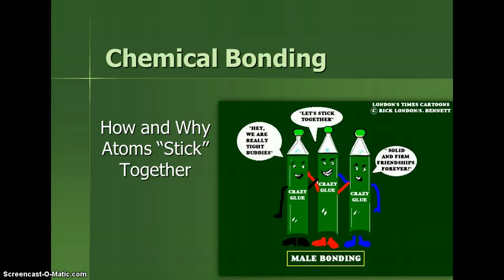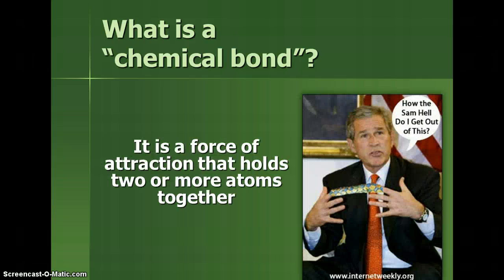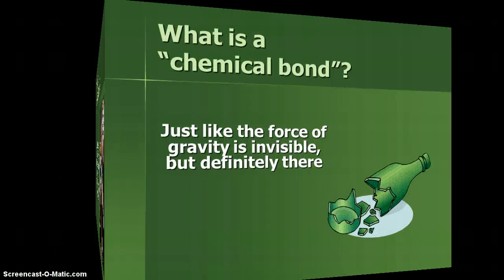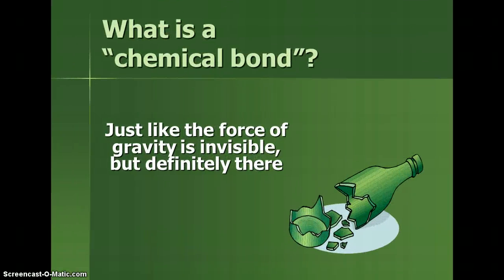Alright, so let's talk about chemical bonding, or how and why atoms stick together. So, a chemical bond is an attraction that holds two or more atoms together. And unlike the device that's holding former President Bush's fingers here, we can't see chemical bonds. They are invisible. But, just like gravity, we definitely know it's still there.